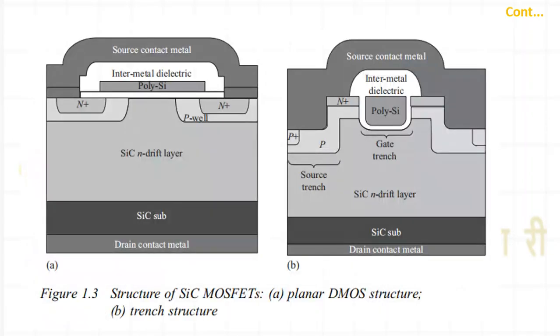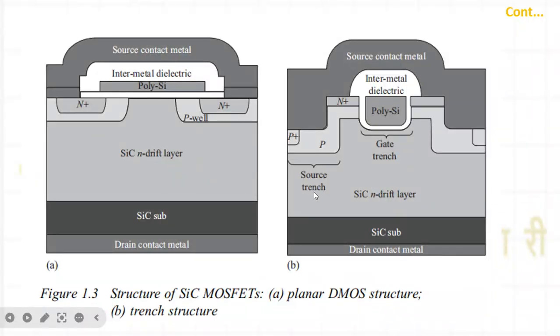Next we will see the structures of silicon carbide MOSFET. If you see the structure, you can find that it is a similar kind of structure as a MOSFET, right? But the material is different. We are not material side people, so we will not talk too much about this. This is the sort of structure a silicon carbide MOSFET has. There are two structures I have shown: one is a planar DMOS structure and another is a trench structure.